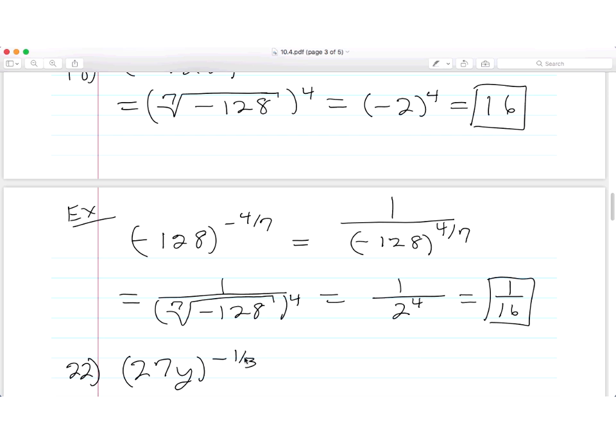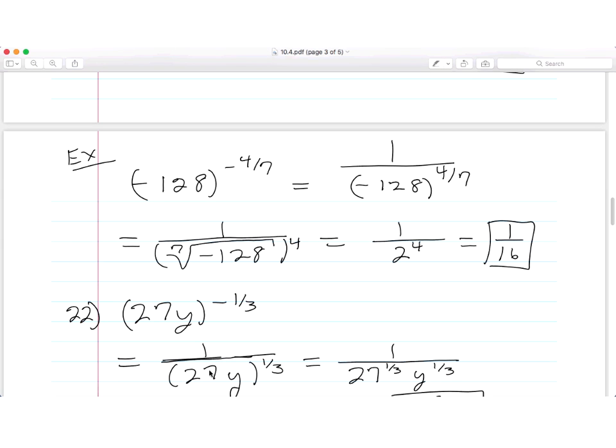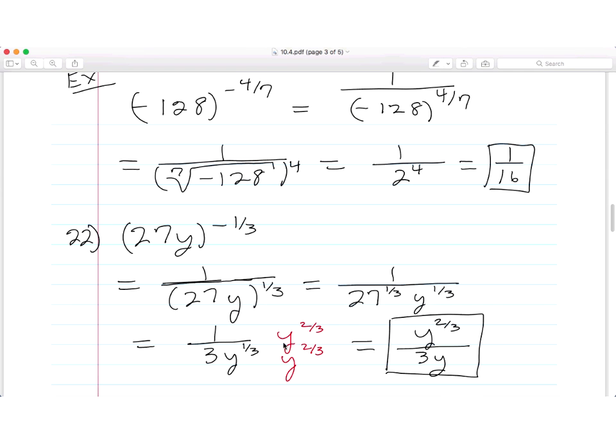27y to the power negative 1/3. Let's deal with the negative exponent. So let's take the reciprocal. So 1 over 27y to the power 1/3. Let's raise each of these quantities to the power 1/3. So it's 1 over 27 to the 1/3, y to the 1/3. The cube root of 27 is 3. Let's multiply and divide by y to the 2/3 so that the exponent in the bottom will not contain a fraction. So I get y to the 2/3 over 3y.